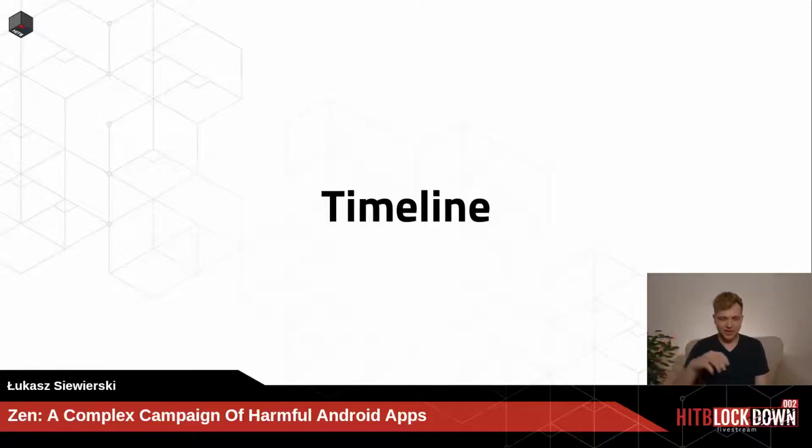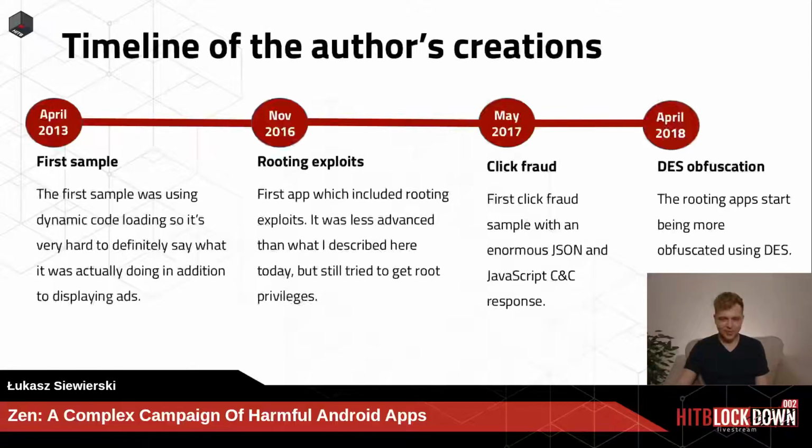The apps were created in a different order, and this order supports what we saw, and that is that the malware developers are moving away from routing exploits, because routing exploits are harder to find. So the first sample that we saw was using dynamic code loading, so it was very hard to definitively say what it was doing. It was definitely displaying ads, but it also downloaded additional code from the CNC. So it's possible that it was doing more than that.